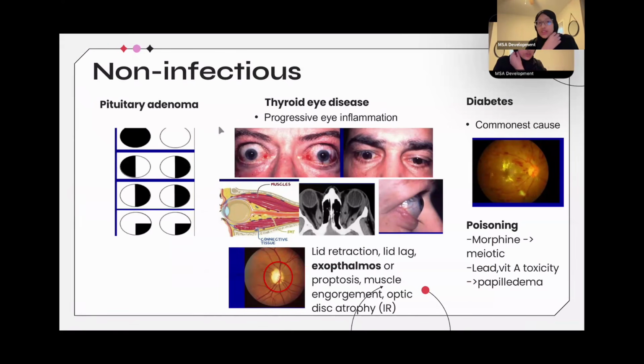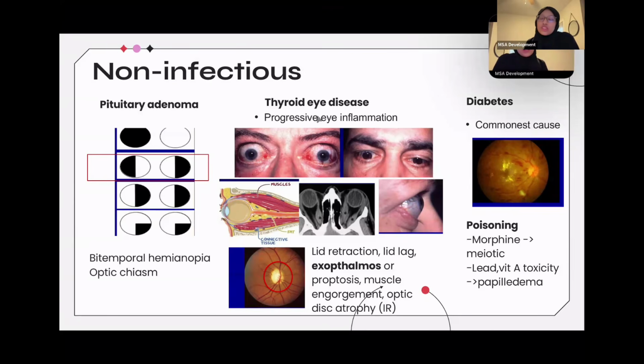Non-infectious causes can be tumor, so a pituitary adenoma can cause compression of the optic chiasm, which can cause which of the following? It can cause bitemporal hemianopsia, right? The optic chiasm is the crisscrossing of the nerves, so it will cause someone to not be able to see the sides. So bitemporal vision is lost.